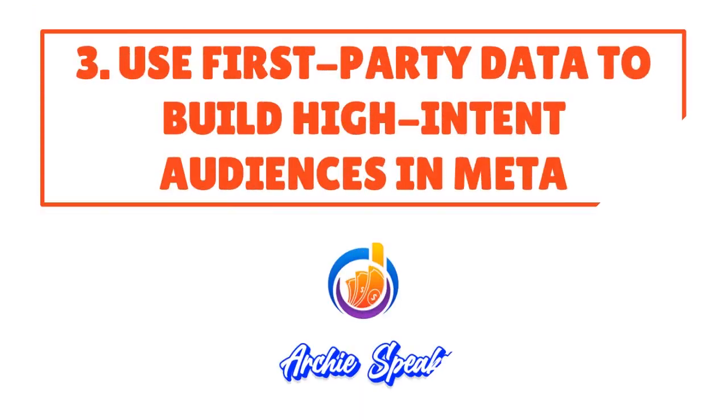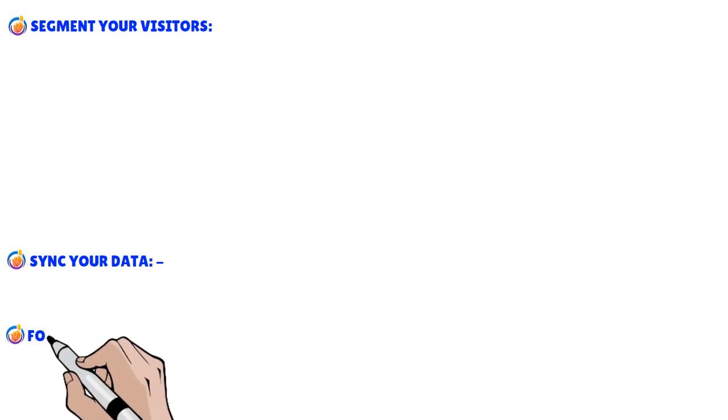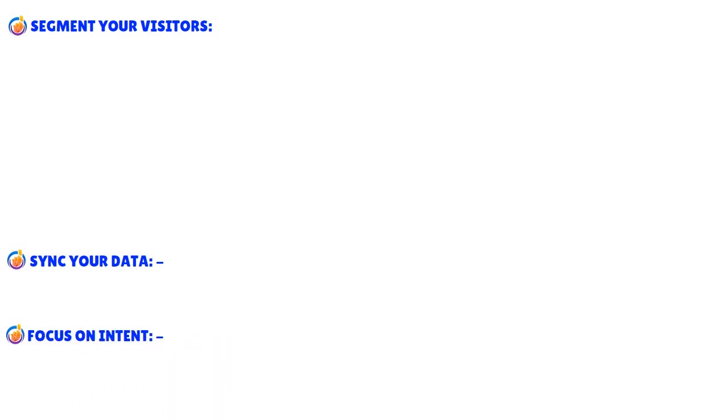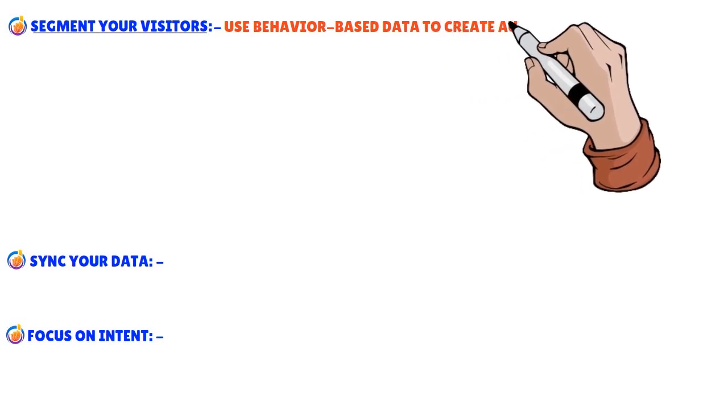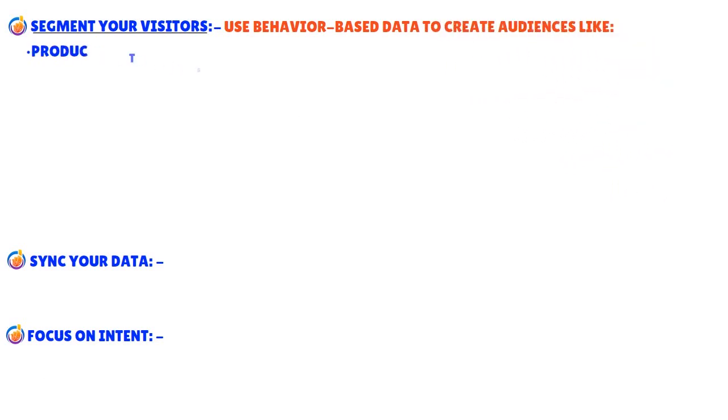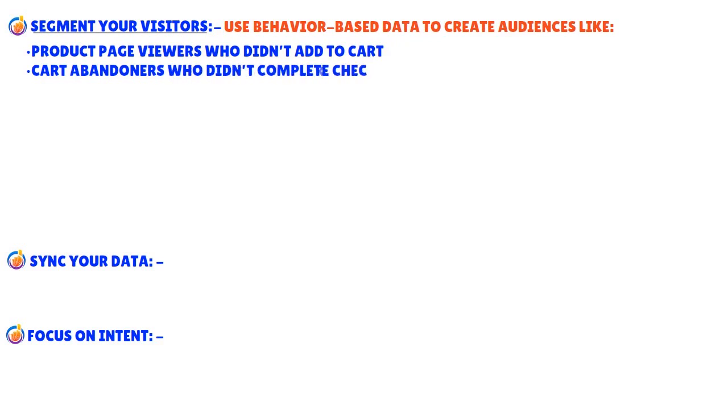You also want to use first party data to build high intent audiences in Meta. So leverage your first party data to build audiences that actually convert, right? So what you want to do is segment your visitors, sync your data, and focus on intent. When I say segment your visitors, for instance, use behavior based data to create audiences like product page viewers who didn't add to cart, cart abandoners who didn't complete checkout, returning visitors who haven't purchased yet.